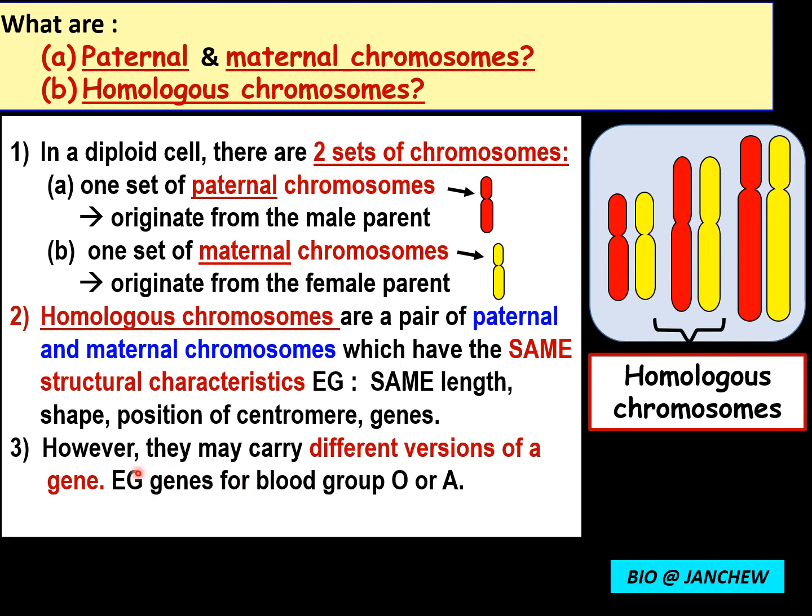So let's read here. However, homologous chromosomes may carry different versions of a gene. For example, let's look at this long chromosome, medium-sized chromosome. Maybe here in the paternal chromosome, there is a gene for blood group O, but mother may contribute the gene for blood group A here. So the version of the gene for blood group is different. And here maybe father has a gene for black hair, but mother may have a gene for brown hair. So different versions of the gene. So this means that in the pair of homologous chromosomes, the two chromosomes are not genetically identical. The paternal chromosome and the maternal chromosome are definitely not genetically 100% identical. So one copy of the homologous chromosomes is from the father and one is from the mother.